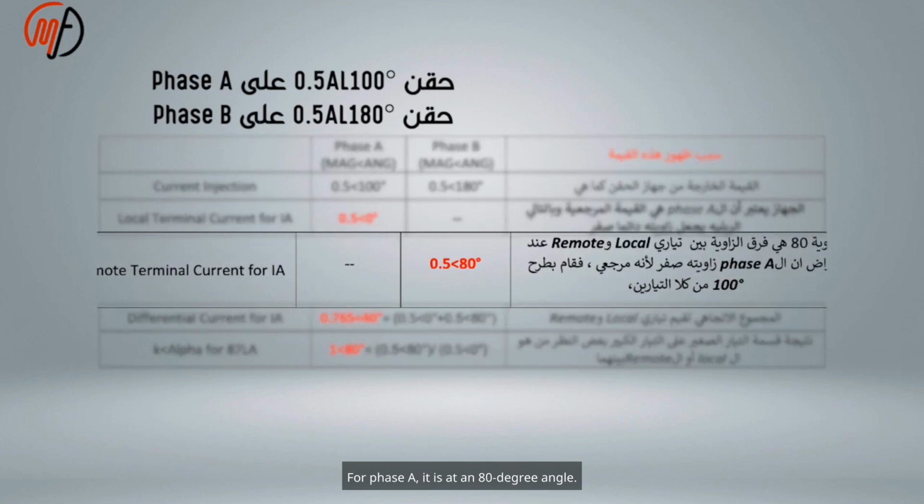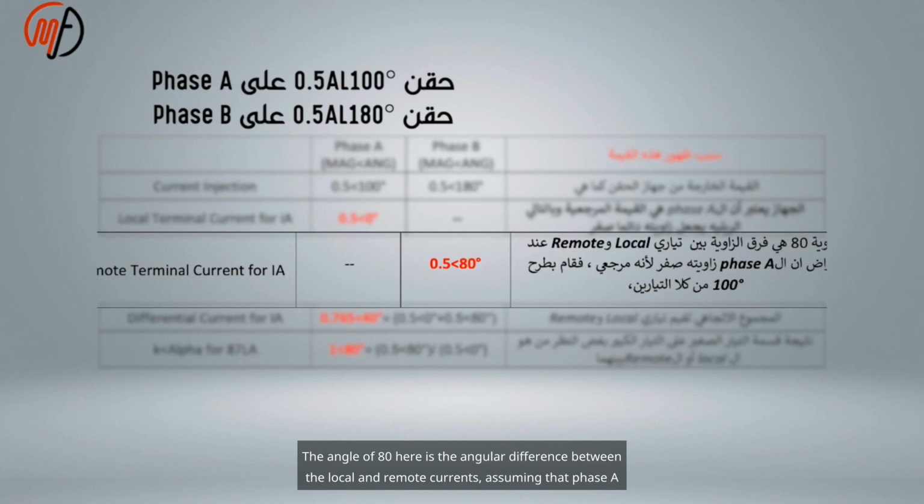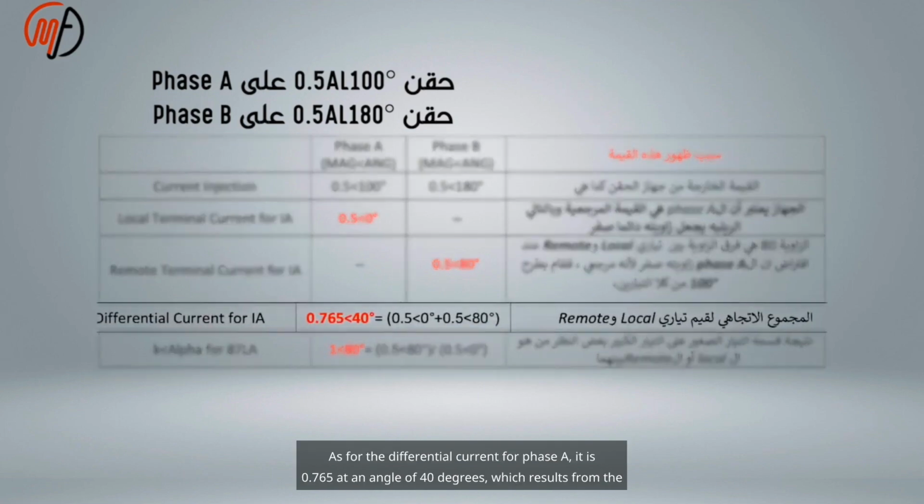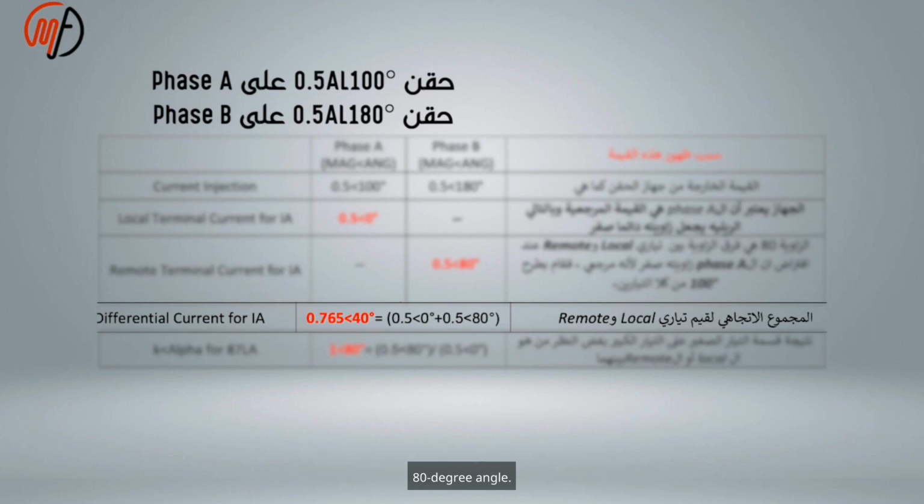It is at an 80 degree angle. The angle of 80 here is the angular difference between the local and remote currents, assuming that phase A is at a 0 angle because it is the reference. The relay subtracted 100 degrees from both currents. As for the differential current for phase A, it is 0.765 at an angle of 40 degrees, which results from the vector sum of the values of the local and remote currents, which equals 0.5 at a 0 angle plus 0.5 at an 80 degree angle.